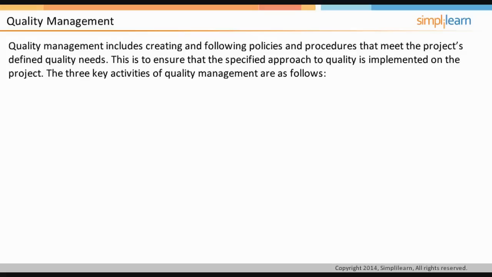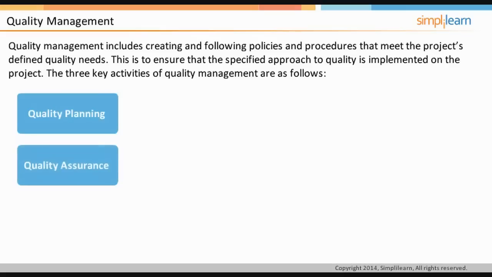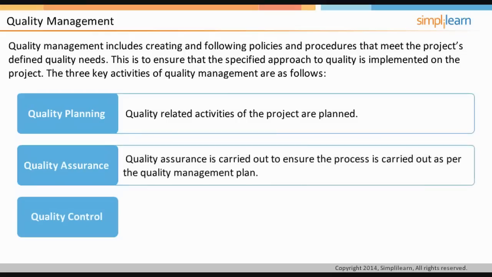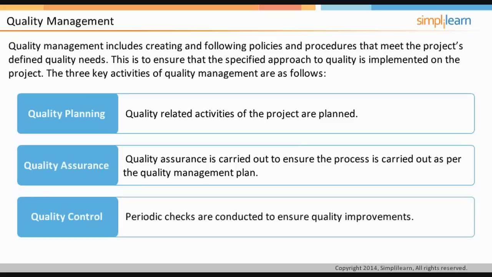3 broad activities are done as part of quality management. They are quality planning, quality assurance, and quality control. Quality planning is the first step when quality-related activities of the project are planned. Quality assurance is the next stage of implementing those quality plans, and quality control is the last stage when periodic checks are done to see if project quality is improving. In the next screen, let us look into the differences between the 3 aspects of quality management.